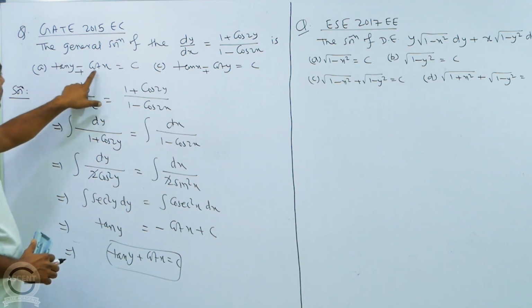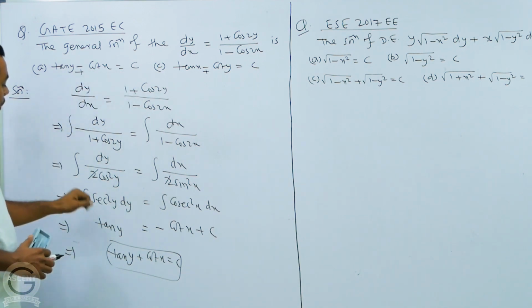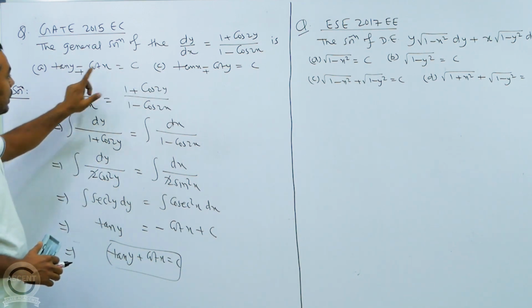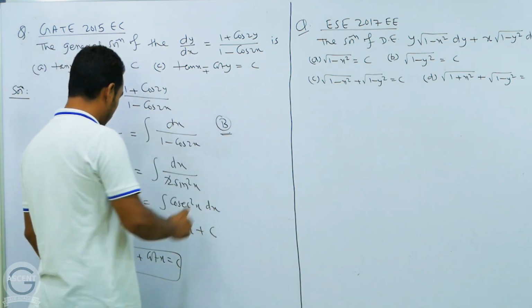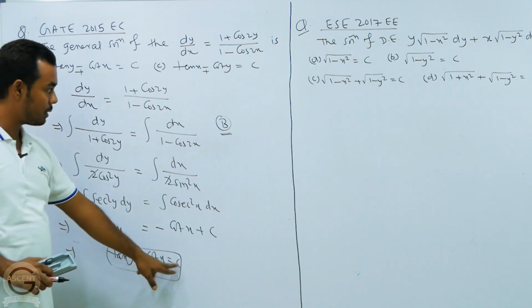Option A is tan y minus cot x equals c. Option B is tan y plus cot x equals c. So here the correct answer will be option B: tan y plus cot x equals c.